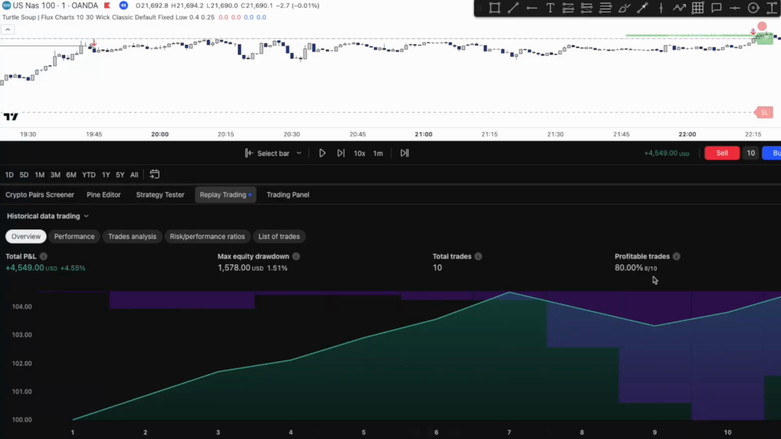Alright everyone, if you want to catch trades like this on a classic turtle soup strategy, we are going to use the Flux Charts turtle soup indicator, and we are going to backtest this over a few trades and see what the results are. So let's get straight to the video.